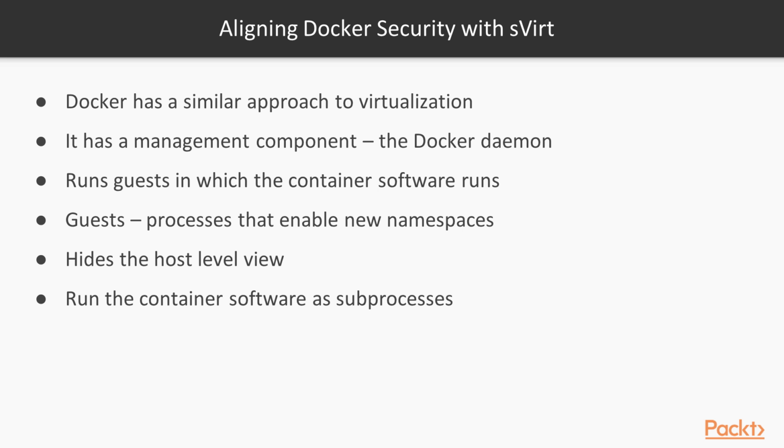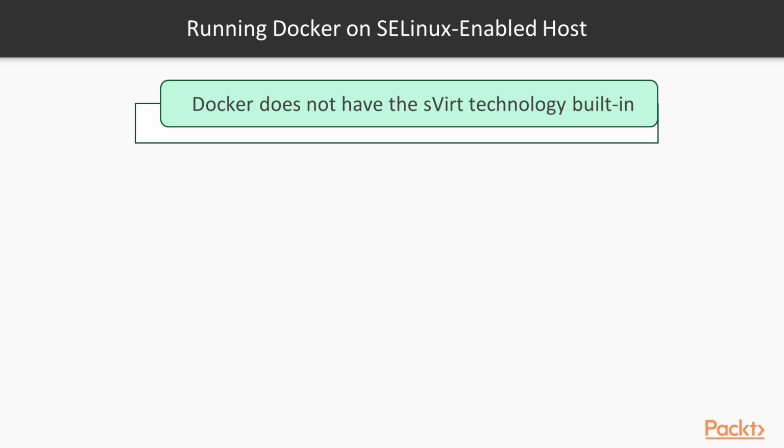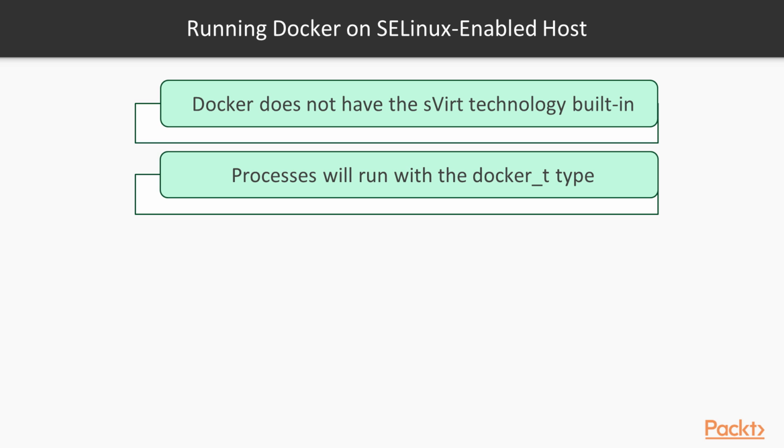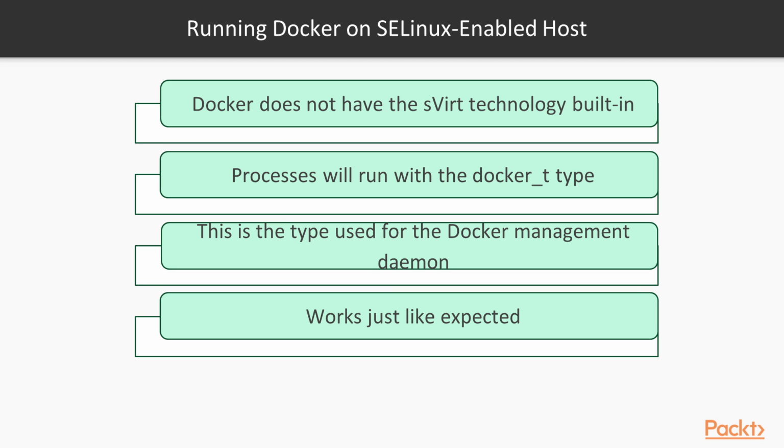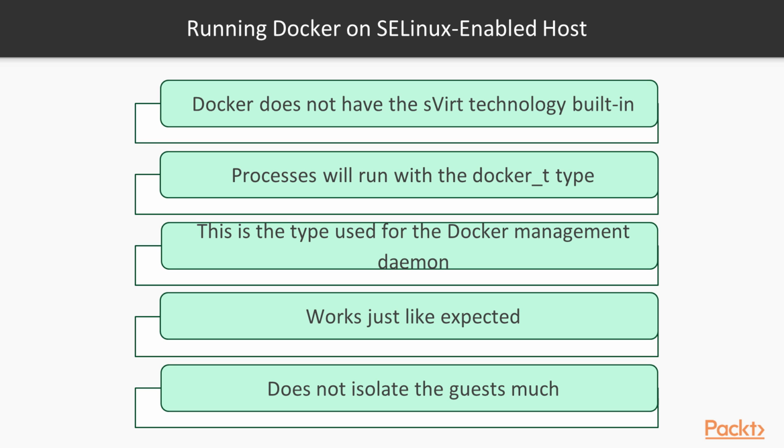Docker has a similar approach to virtualization as most other hypervisor-like solutions. It has a management component, or the Docker daemon, and runs guests in which the container software runs. The guests here are processes that enable new namespaces, hiding the host-level view of files, processes, users, and so on, and run the container software as sub-processes. By default, Docker does not have the svirt technology built in. This means that when running Docker on an SELinux-enabled host, the processes that act as the containers will run with the docker_t type, the type used for the Docker management daemon. And often, this works just as expected, but does not isolate the guests much.